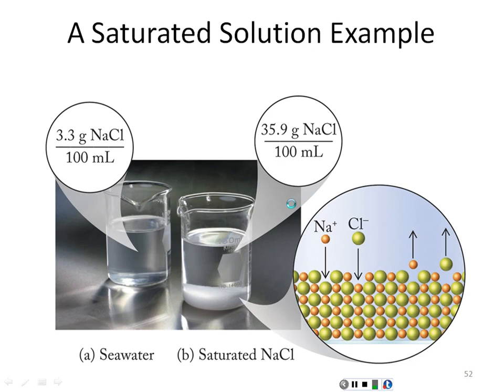Here is an example of a saturated solution. In a saturated solution, shown on the right side, you see that for every sodium and chloride ion that goes into solution, you have a sodium ion and a chloride ion that come back out of solution, so that it's in balance.